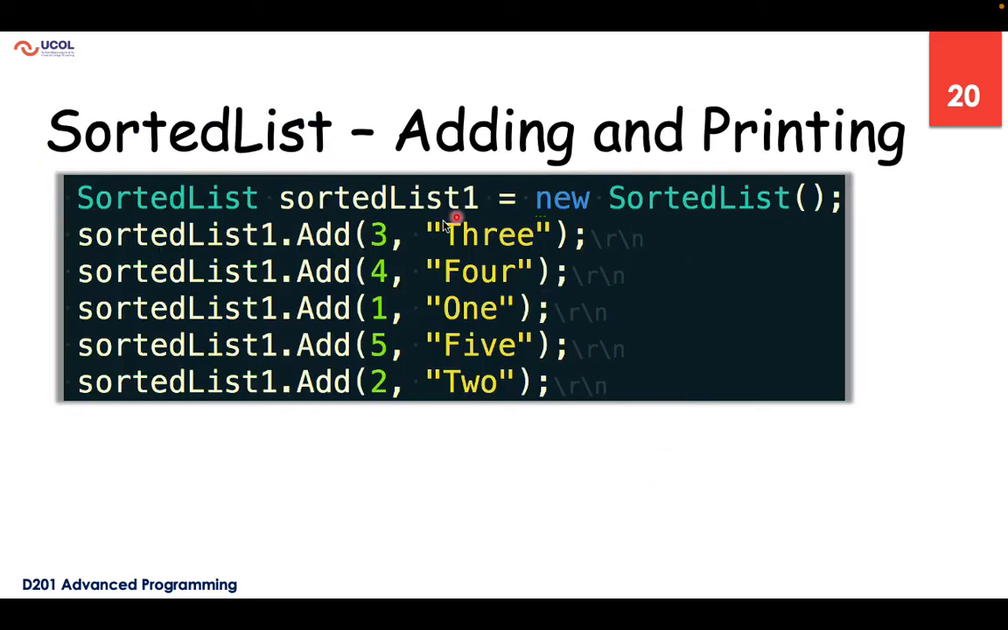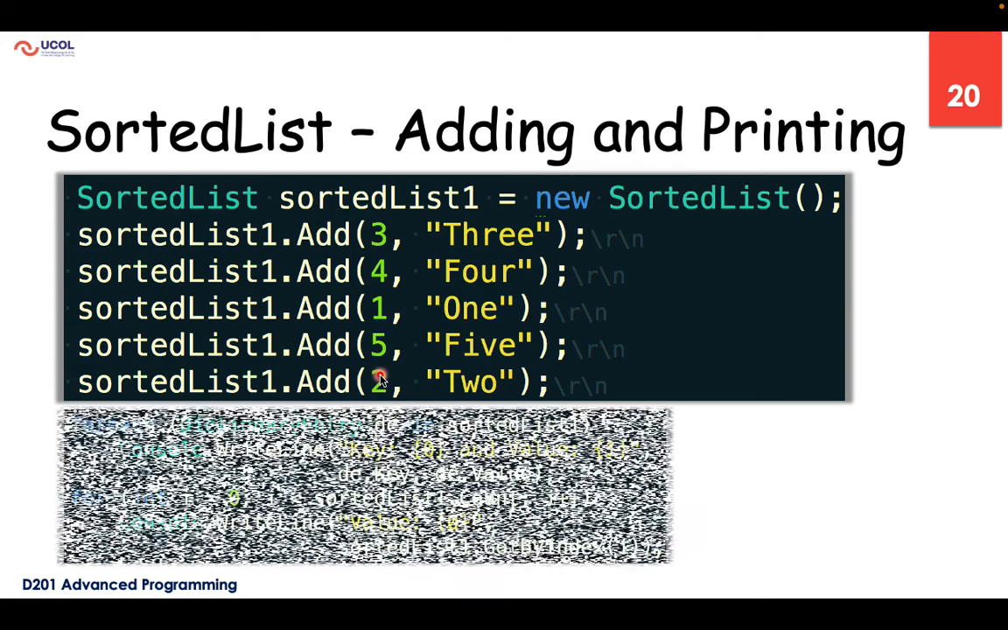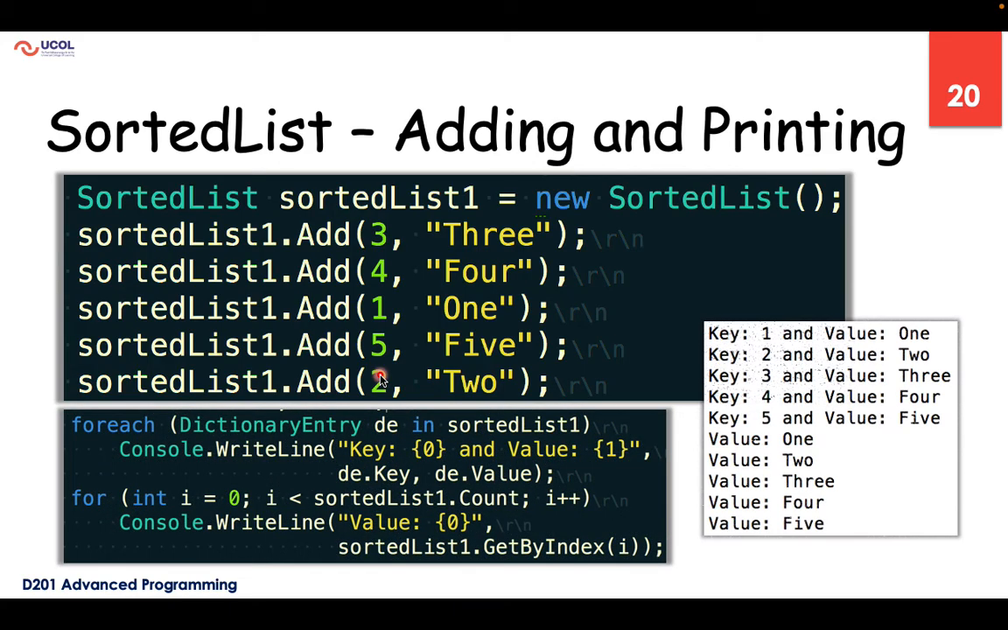So sorted list is equal to new sorted list, and then we say add, we have a 3. The first element is the key and the second element is actually the value. So we are adding 3 and then 4, then 1, then 5 and 2. But when we try to print the keys, it will always be in the form of 1, 2, 3, 4, 5. We have added them in a different order, but it will automatically order those elements based on the first key.